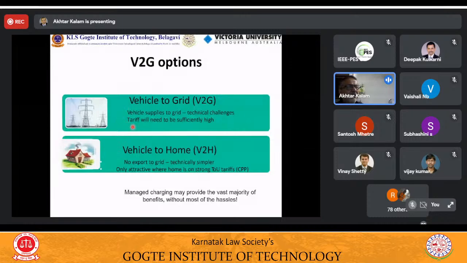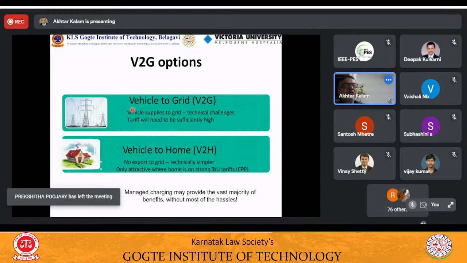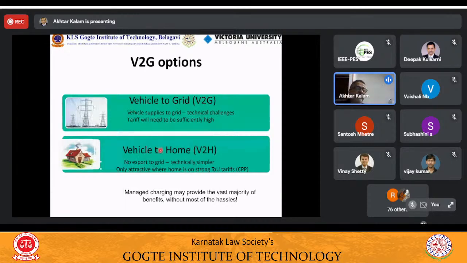I'm not going to sell my charged vehicle to the grid just because the grid wants it, unless and until I get some incentive. Unless and until I get more than what the tariff is required by the grid. If it is the same, I will not allow my vehicle to be used to support the grid. Then the vehicle to home. This will be more interesting because this is my home. I am not exporting to the grid, and it's much simpler.